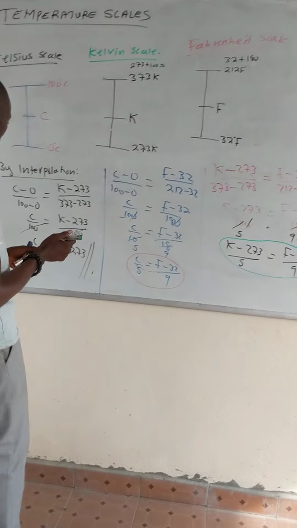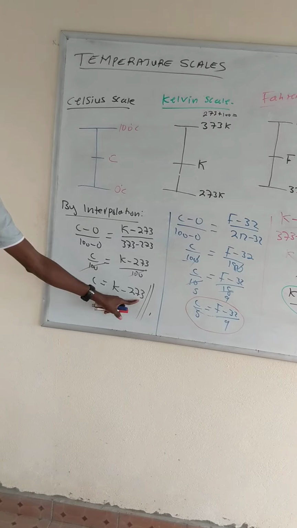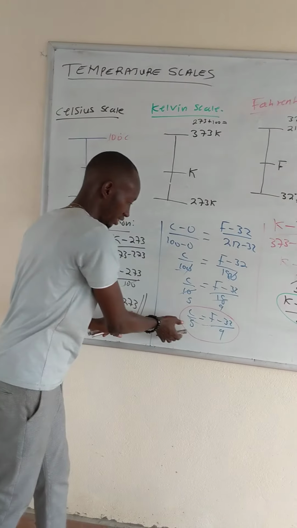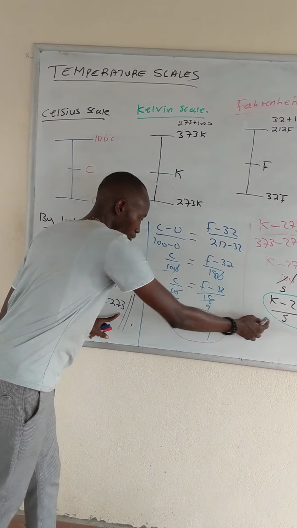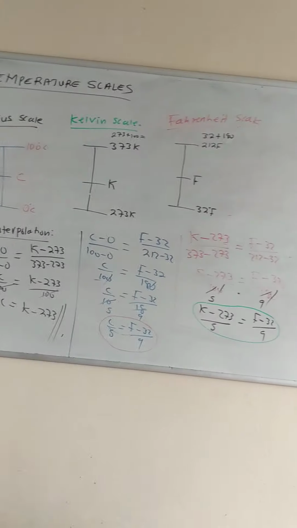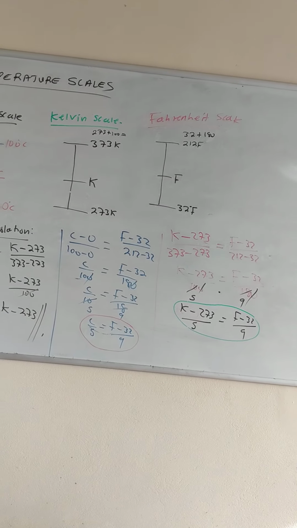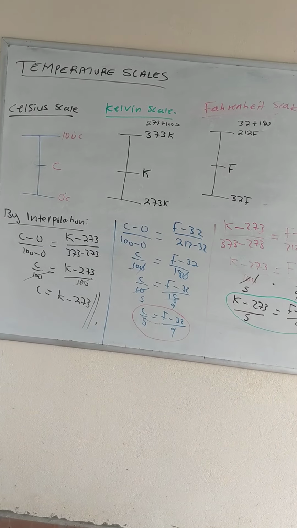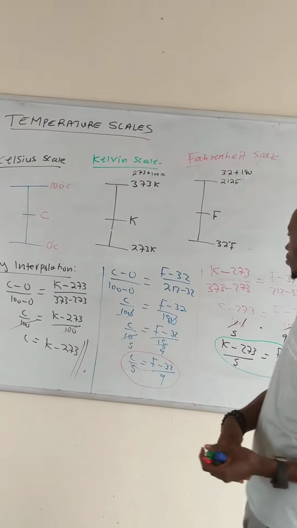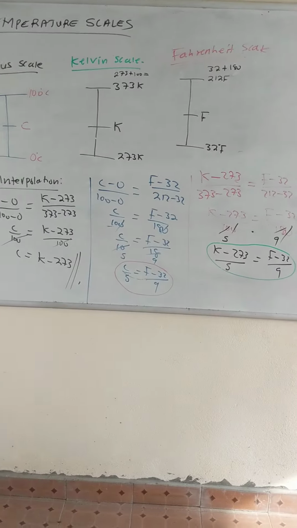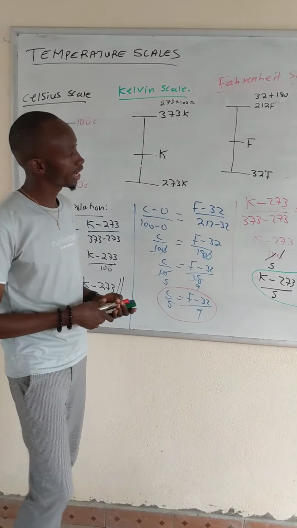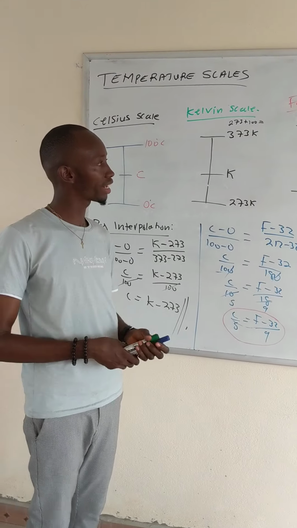But you can capture, C equals K minus 273. If you substitute C here, it's going to be C upon 5, and the right hand side maintains. You see, this is just the difference between these temperature scales, and it also shows you how you can compare or how you can interpolate between these values. So we have this example which we are going to solve together.